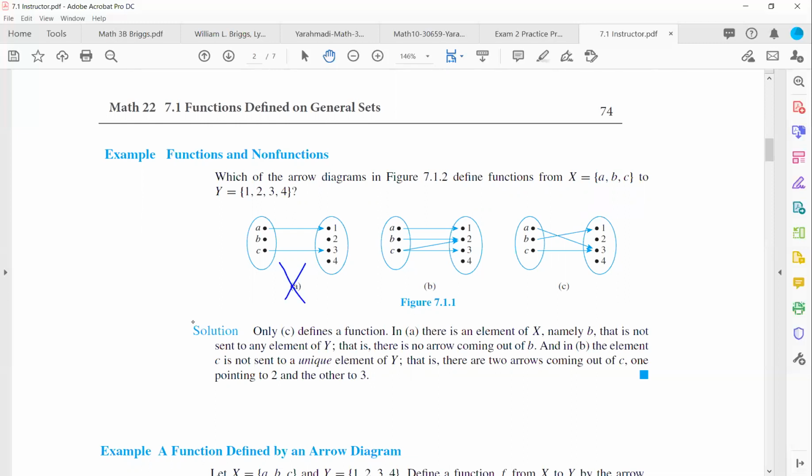The second one, a to 1, b to 2, it also sends c to 2. Remember that if it's a function, it must map each element to a unique element. So B is also not a function. Take a look at C. It maps a to 3, it maps b to 1, it maps c to 3. So it's absolutely fine. Even though this is not a one-to-one function, it is a function.